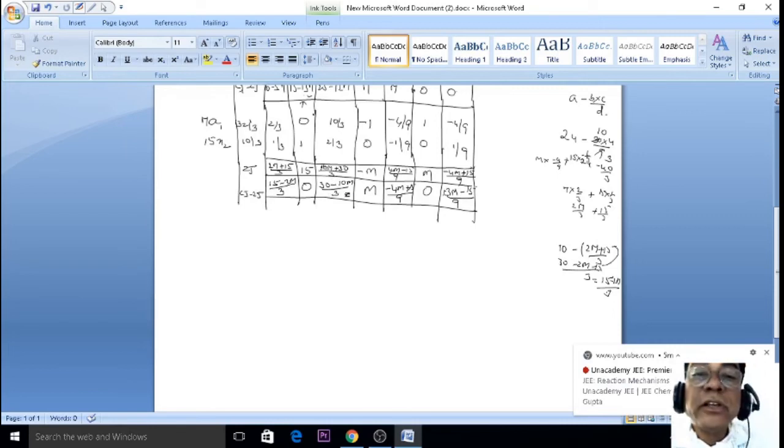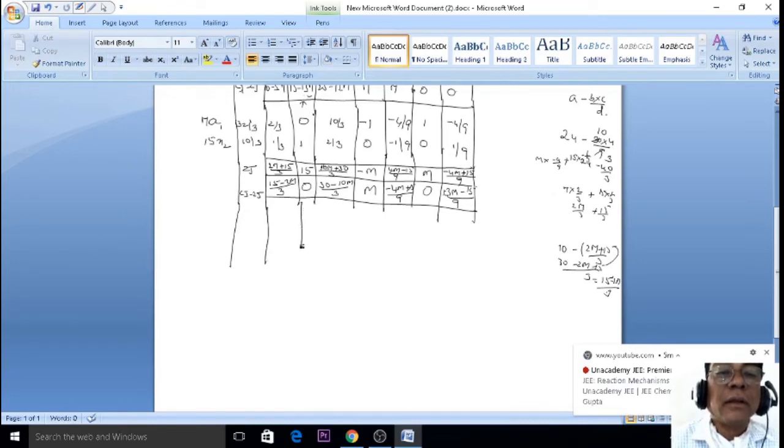Out of this, here are the negative values. What are the minus values here? Minus 10m and minus 2m. So minus 10m is the most negative value. Please continue the problem, same thing. It means that this is the key column. Understand?